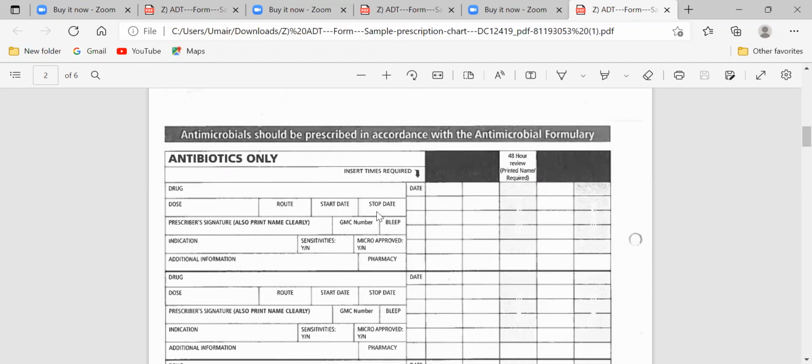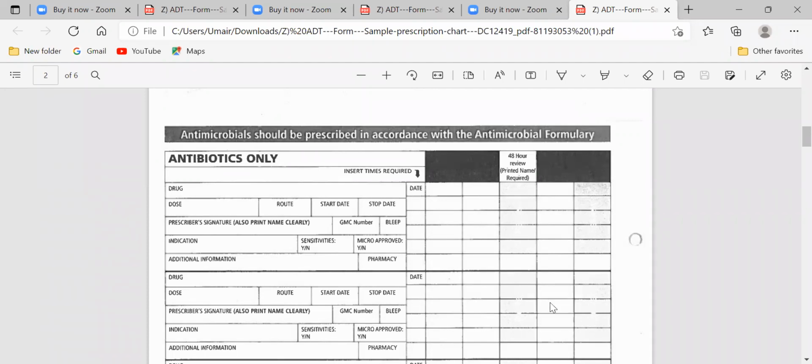So count the next 7 days. Write down here your name and signature. Indication is diabetic foot infection, right? So fill these columns 1, 2, 3, 4, 5, right? Then come to this side, 1, 2, 3, 4, 5. Since there's no change in route and medication, just fill this column as normal. And when you reach the second column over here, the 7 days are finished.